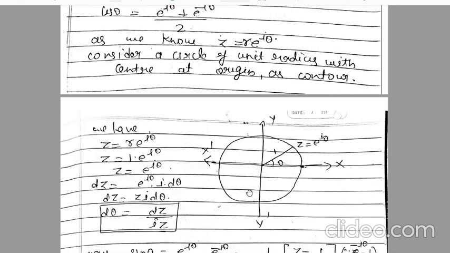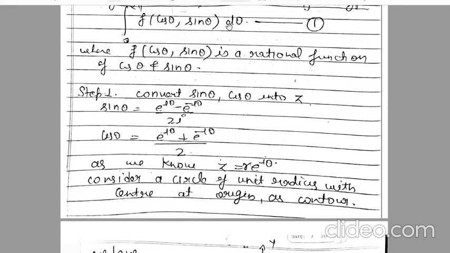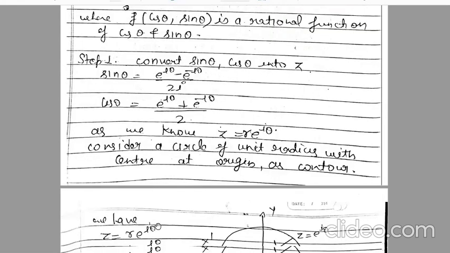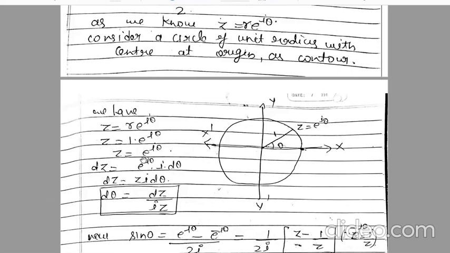Z is equal to e to the power i theta. So now z is equal to e to the power i theta. Next, we need to calculate our d theta. So for d theta, you will differentiate z with respect to theta. So dz is equal to e to the power i theta into i into d theta. So we need to calculate d theta from here.